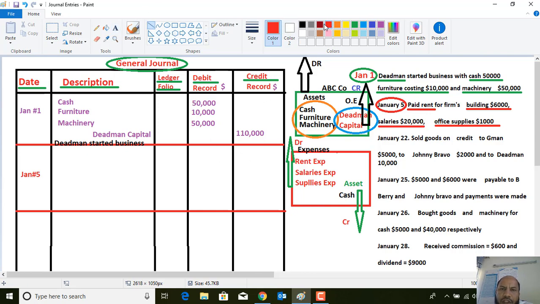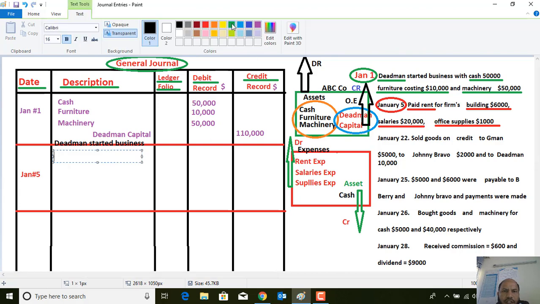And what we will do in the description column, we will record these rent expenses, these salary expenses and supplies expenses, all of these three expenses at the description column. So let's record all these three expenses at the description column. Our first expense that we will pay for the business is, for example, rent expenses. So we will record rent expenses.